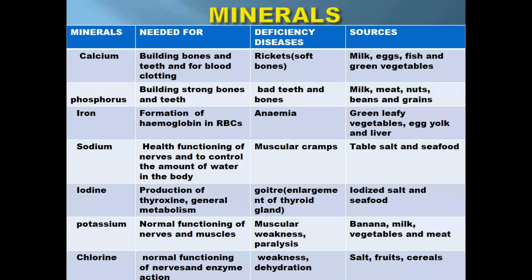Next mineral that is needed by our body is potassium. Normal functioning of nerves and muscles is the need, and the deficiency disease of potassium is muscular weakness and often paralysis. Sources are banana, milk, vegetables, and meat. Next mineral is chlorine. It is needed for normal functioning of nerves and enzyme action. Deficiency disease is weakness and dehydration. Sources are salt, fruits, and cereal.